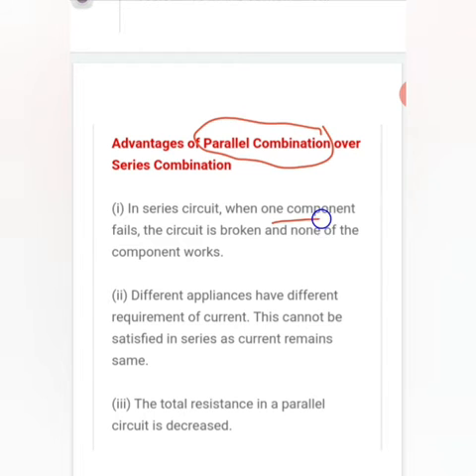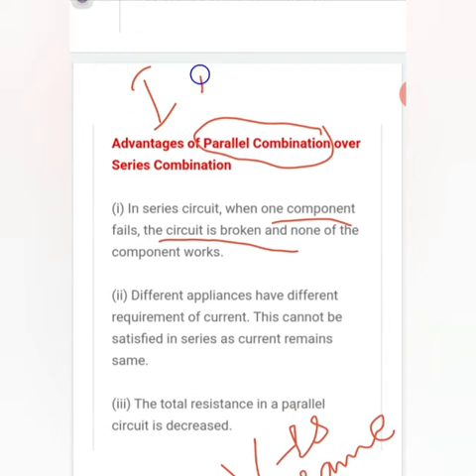In a series circuit, when one component fails, the circuit is broken, and none of the components is going to work. While in parallel it is not like that, because in parallel the voltage V remains the same, while in a series circuit the current I is the same. This you have to remember. I is the same in series and V is the same in parallel.